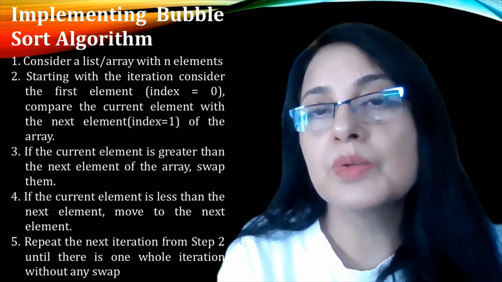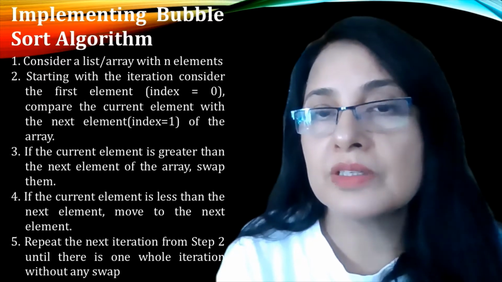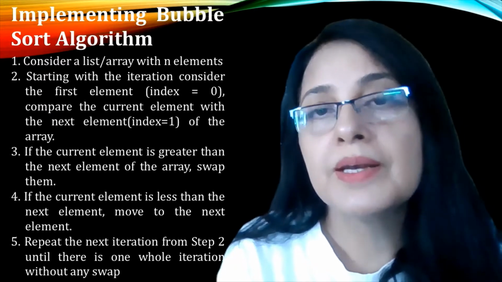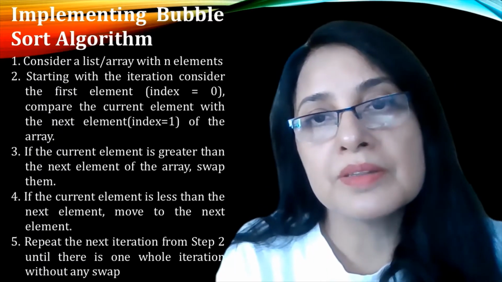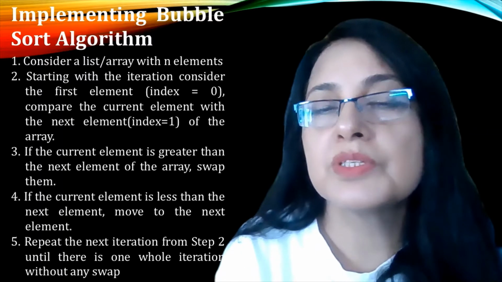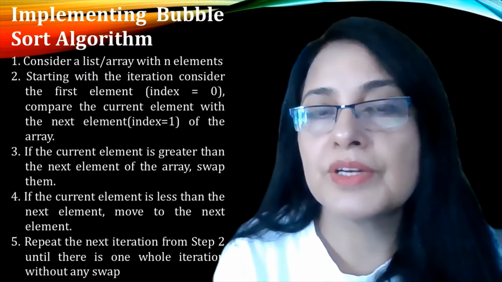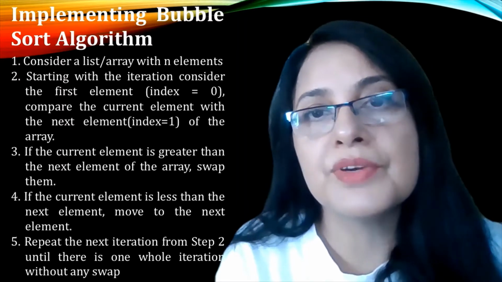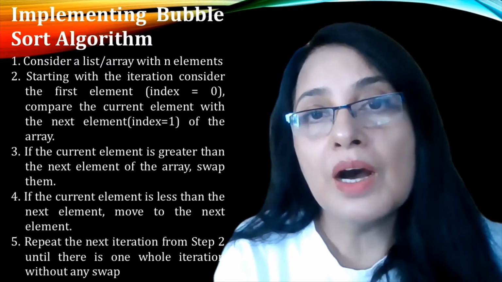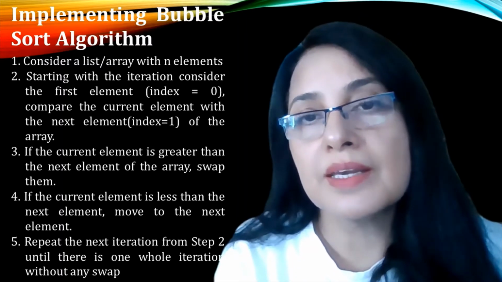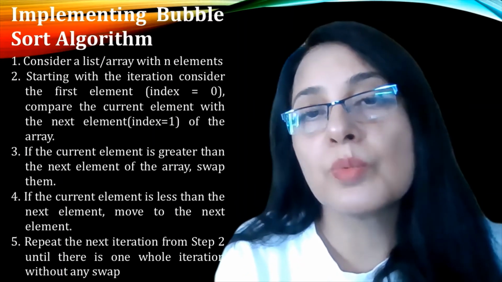Now this will continue with index 1 and 2, where in case index 1 is larger than index 2, the two get swapped. In case index 1 is smaller than index 2, they remain the same. Now this will continue till we reach the end of the list. Now at the end of this first iteration, the largest element will have reached the last index, that is n minus 1. Now, after the first iteration, in the second iteration, we will compare the first n minus 1 elements.